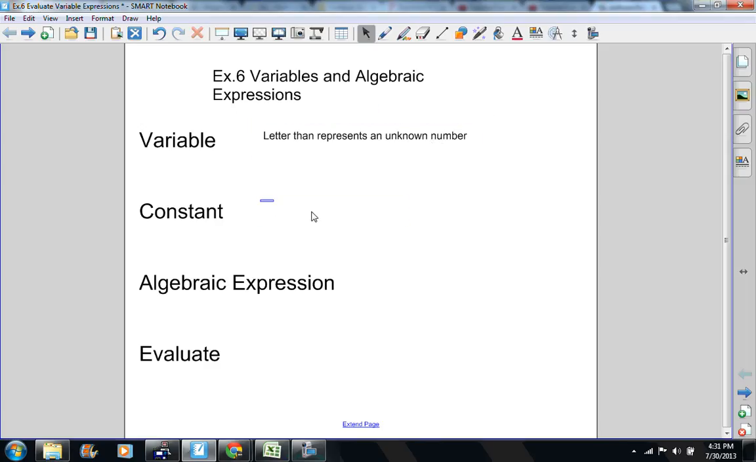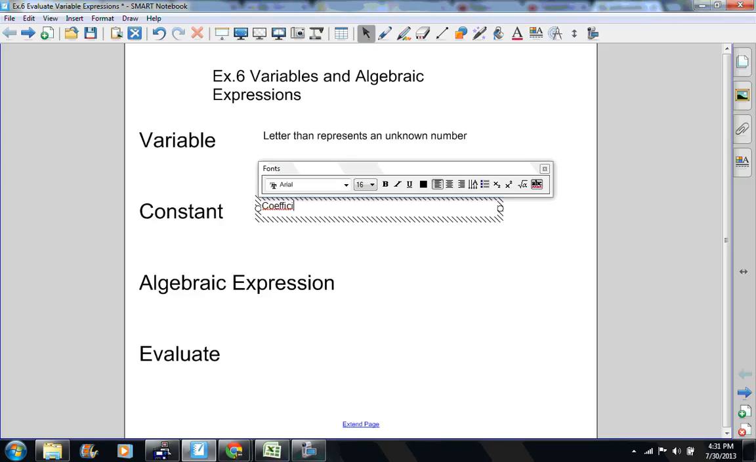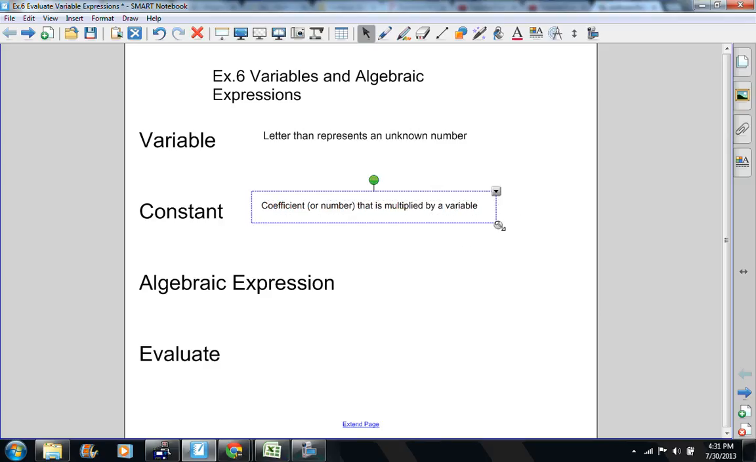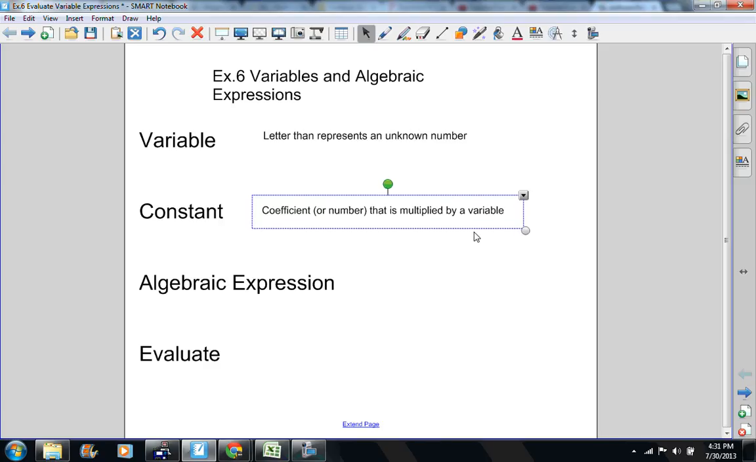A constant is a coefficient, if I can spell, or number. Coefficient and number mean the same thing, okay, that is multiplied by a variable. Now that's going to seem like gibberish at first, okay, but it's multiplied by a variable.